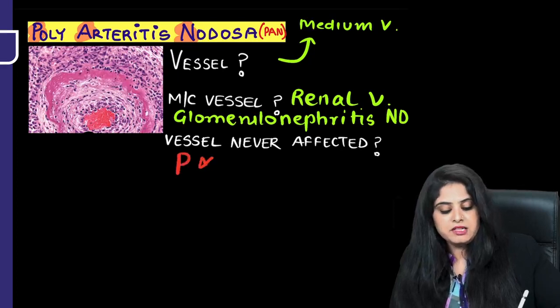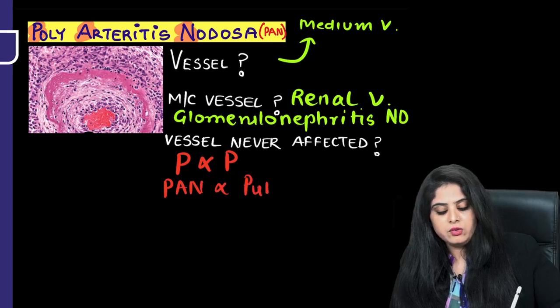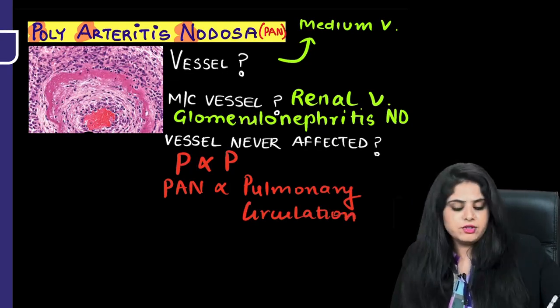Come on, you know it. P is never for P. Polyarteritis nodosa is never going to involve the pulmonary circulation. That's the golden rule of this disease. And the picture I've already shown you.